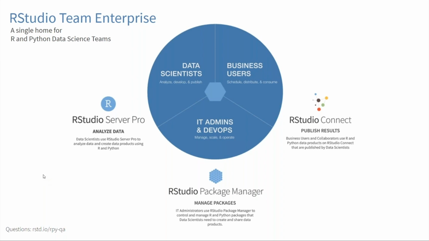All these capabilities are supported by the RStudio Team set of products, which together combine to provide a single home for R and Python data science teams. Again, RStudio Server Pro is the centralized environment, allowing data scientists to use R or Python to analyze data and create these data products. RStudio Connect is a platform to publish the results, to make them available to business users and other stakeholders using R or Python-based data science products. And RStudio Package Manager manages open source packages for both R and Python.